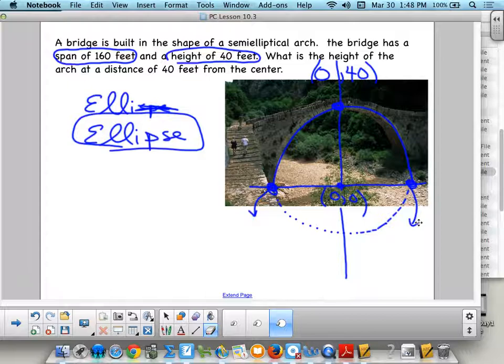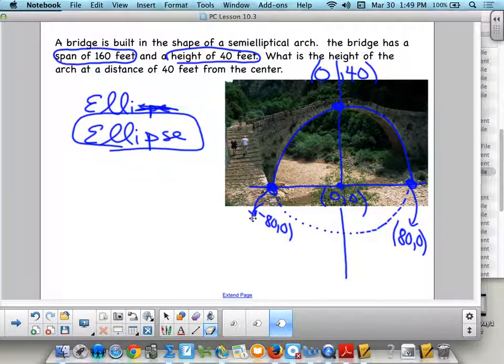That would be 80, I think. Well, the bridge has a span of 160 feet. It spans 160, so from the center this way would be 80 and 80. So this would be 80, 0, and what? Negative 80. Negative 80, 0, okay. So there it is.